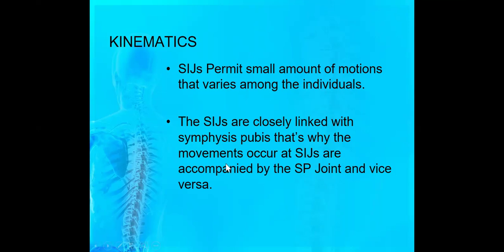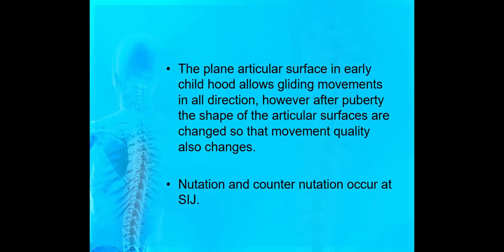The SIJ is closely linked with the symphysis pubis. That's why the movements that occur at the SIJ are accommodated by the symphysis pubis joint and vice versa. So two movements, which we will discuss in the next slide, nutation and counternutation, occur at the sacroiliac joint. Nutation is also known as sacroiliac joint flexion, and counternutation is known as the extension of the sacrum or the SIJ.